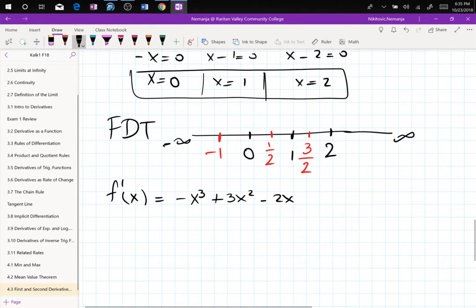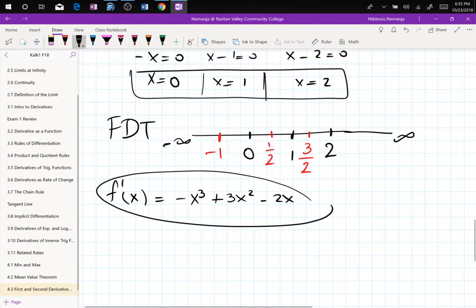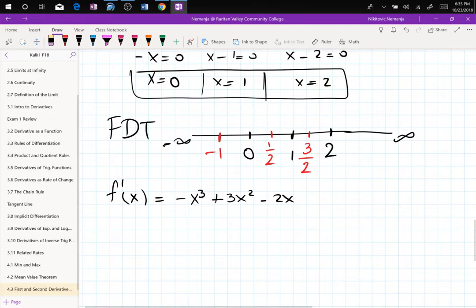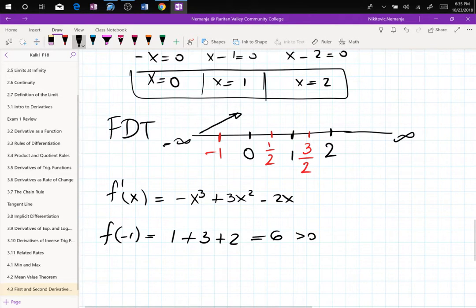I don't want to flip up and down on pages. So we have the function for the derivative and we have the test values, the red ones, that we need to test. So we do one at a time. So f prime of negative 1 is going to be 1 plus 3 plus 2 for a total of 6. It's larger than 0, and we have an increase on that interval.